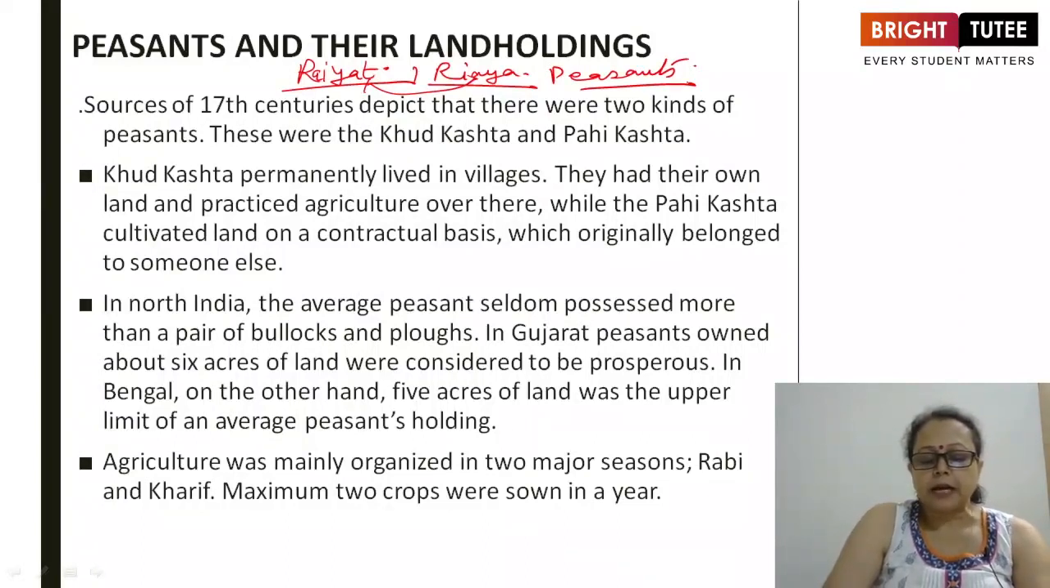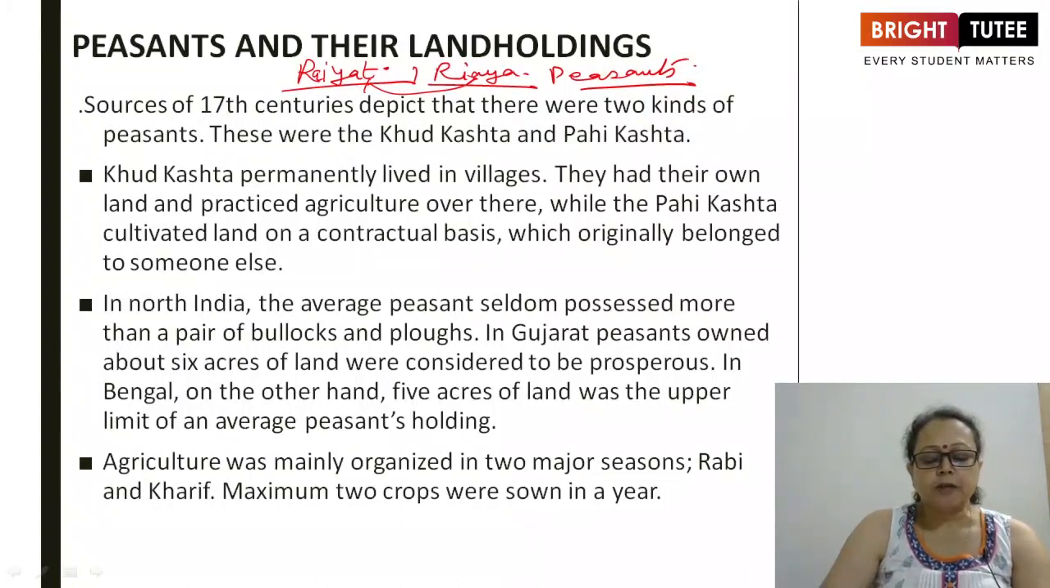The term Kisan is also used. Assami is also used for them. So in different regions of our country, different names have been given to the cultivators, the peasants, the farmers. Either they are Rayats, Riayas, peasants, Kisan, Assami, or farmers, these are different names, but all of them are involved in the cultivation of the land.